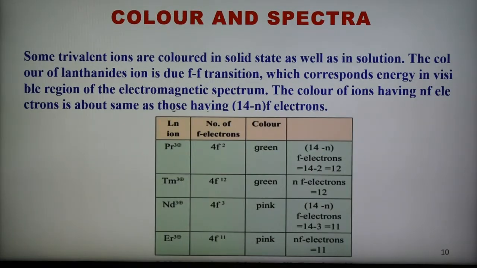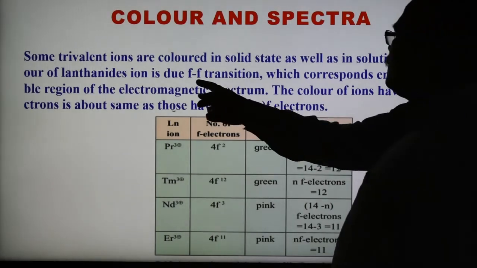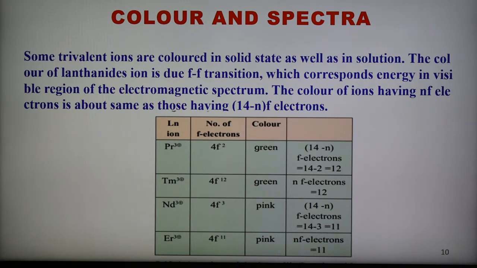Now the next property is the color and spectra of the lanthanide series. Some of the trivalent ions are colored in the solid state as well as in solutions, and the color of lanthanide ions is due to the f-f transition. In transition elements, the transition is known as d-d transition. In the f block there is a transition known as f-f transition, and that is why inner transition elements are colored. It corresponds to energy in the visible region of the electromagnetic spectrum, therefore they show color.